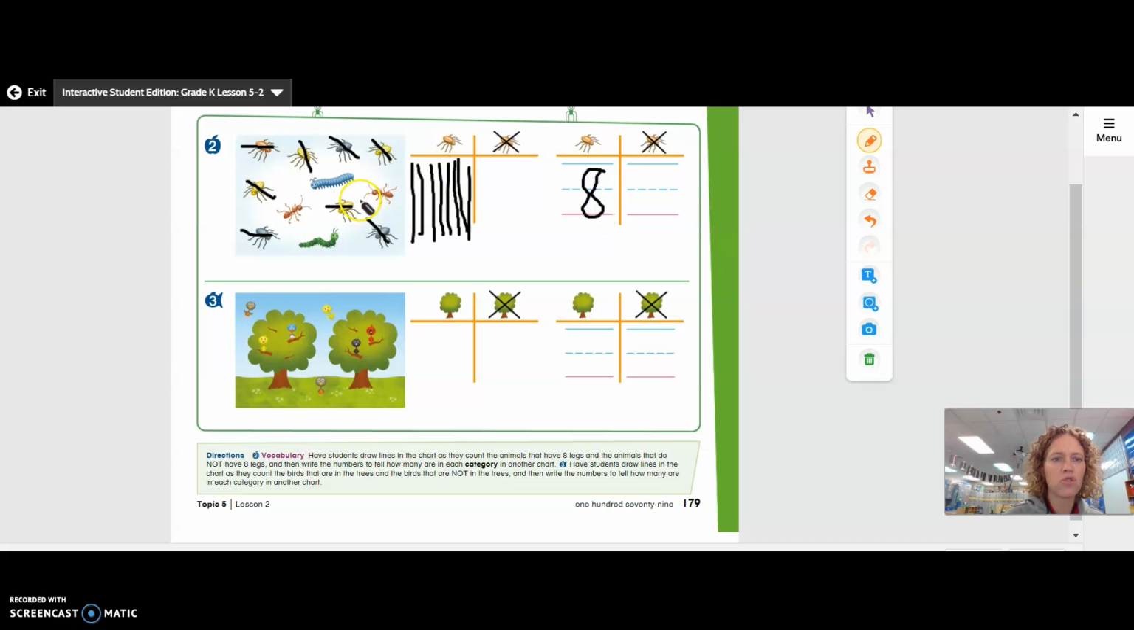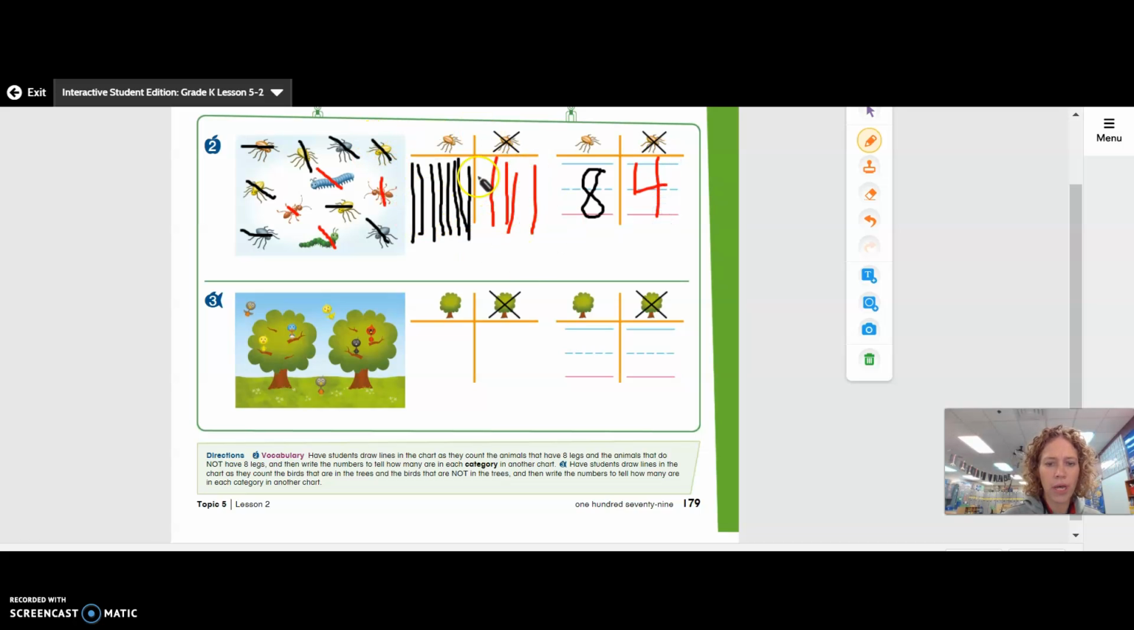Now I'm going to count how many do not. You know what? I'm going to use a different color. I'm going to use red for the ones that do not have 8 legs. 1, 2, 3, 4. Then if I count, 1, 2, 3, 4 tallies. So I have 4 that do not have 8 legs.